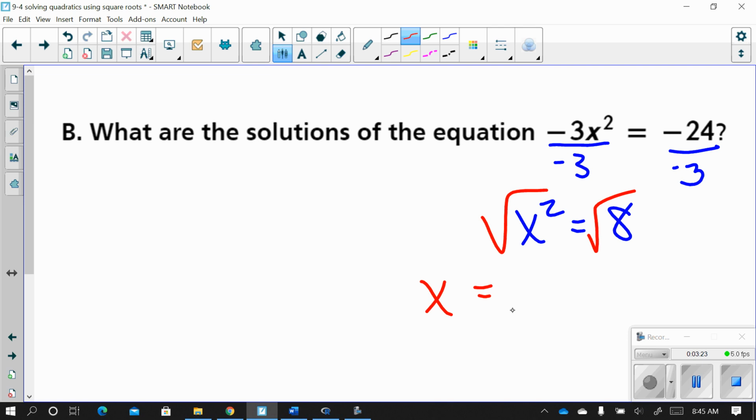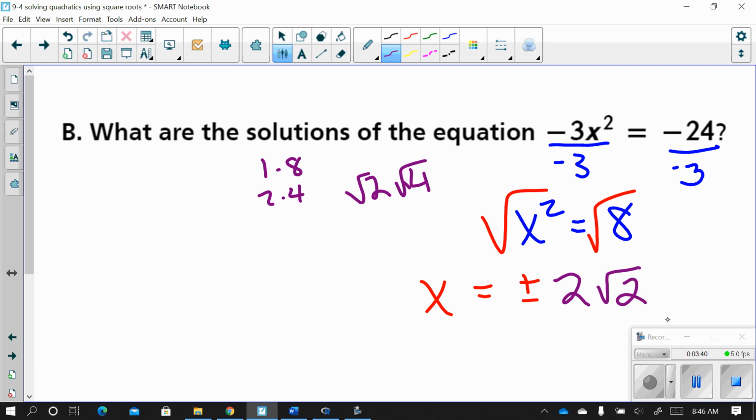So x equals, again, I'm always going to put a plus and minus right away because I already did the square root. I'm thinking about 8. I know it's 1 times 8 and 2 times 4. Oh, well, I know that, 2 and 4. So square root of 2, square root of 4, that gives me 2 square root of 2. So my answer is x equals positive and negative 2 square roots of 2.